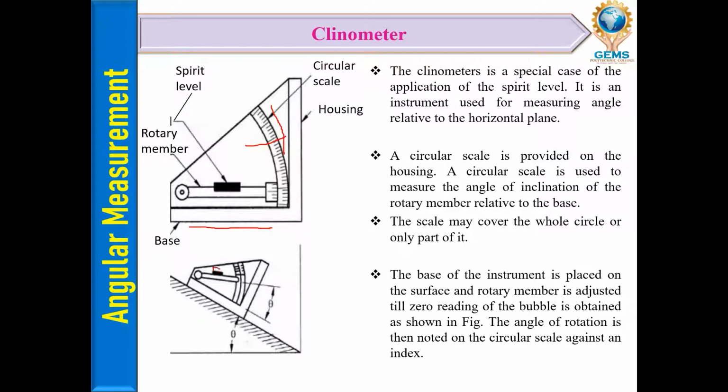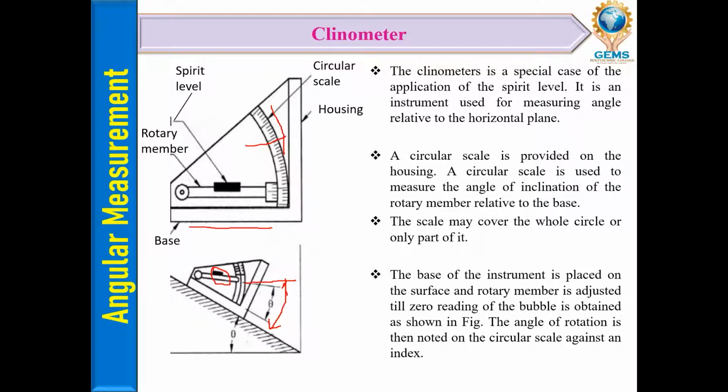So in any application, at that time in the rotary member the bubble will be in the center position or zero position. So the angle of rotation is then noted on the circular scale against an index. At that time what will happen? It will be a zero reading, meaning there is a center position, and automatically the reading will be shown. So this angle we note down. This is the theta angle. So this is a clinometer.